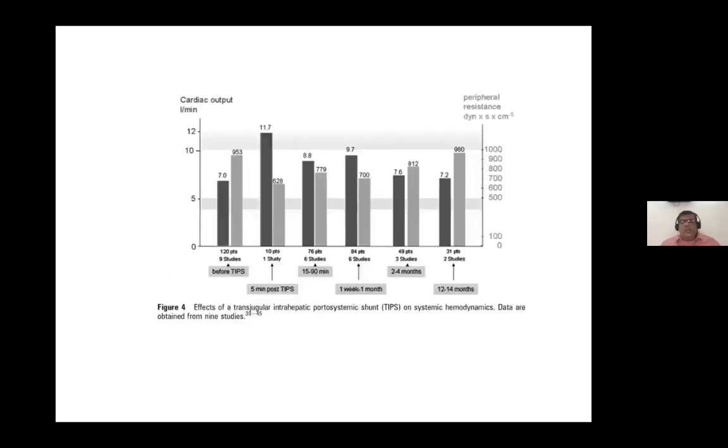The cardiac output actually increases. The peripheral resistance decreases after doing a TIPS. And that is why you'll see patients developing mild edema of the feet after doing TIPS. Not an unusual thing. Their ascites disappears, but some of them will develop peripheral edema, which you can notice on day 2, day 3. And then that persists for almost a month or so, and then disappears because the systemic peripheral resistance comes back to its baseline level.